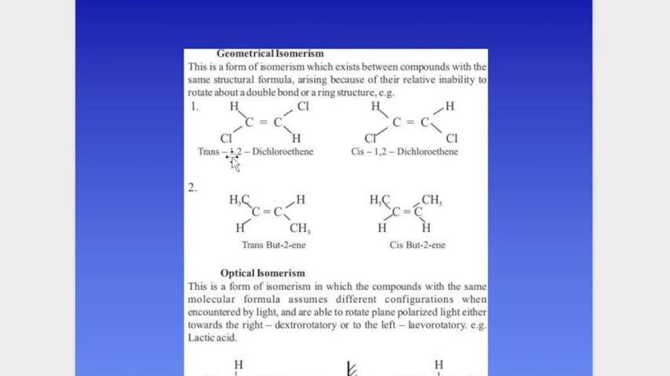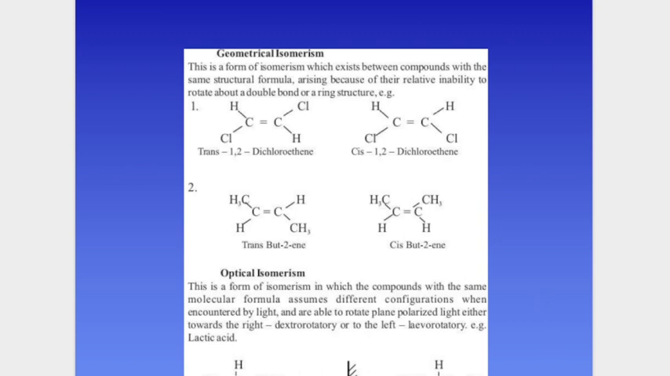So this is going to be trans-1,2-dichloroethene, this is cis-1,2-dichloroethene because chloro is on the same side. In the case of trans-butene, the methyl group and hydrogen are different and they are on one side. So trans, cis, the hydrogen and hydrogen are on the same side, so that is going to be cis.